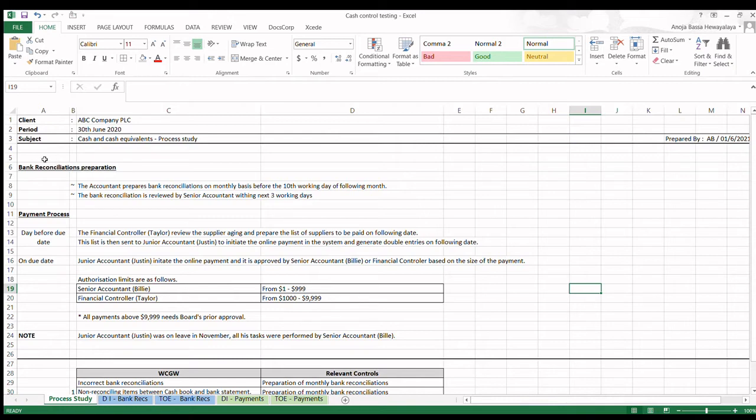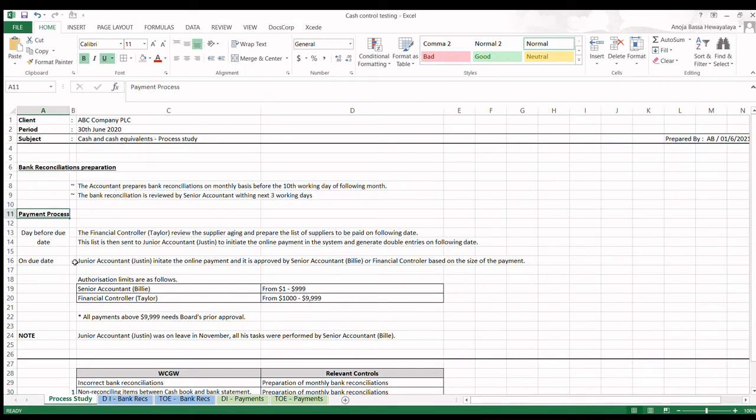So first I have documented bank reconciliations preparation. I have mentioned the accountant prepares the bank reconciliation on a monthly basis before the 10th working day of the following month. The bank reconciliation is reviewed by the senior accountant within the next 3 working days. So that's the process of this ABC Company PLC for bank reconciliations preparation.